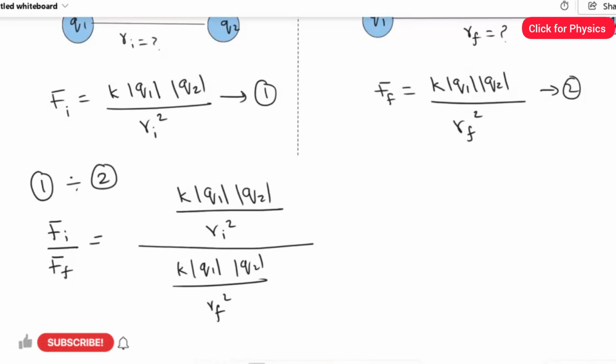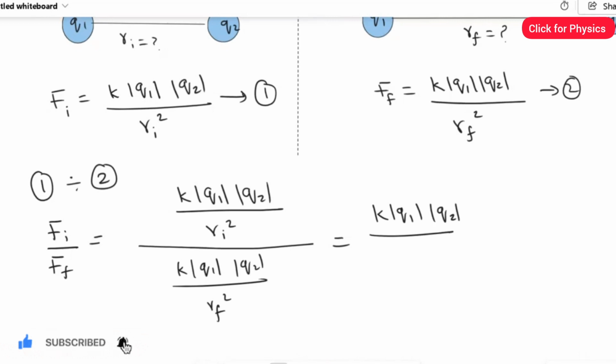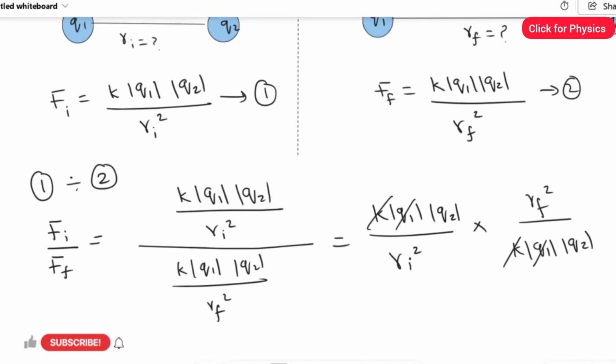We will get K magnitude of Q1 multiplied by magnitude of Q2 divided by Ri square. Multiply, this will go to the top. So Rf square divided by K magnitude of Q1 multiplied by magnitude of Q2. So now you can see we can cancel K with K, Q1 magnitude with Q1 magnitude, Q2 magnitude with Q2 magnitude.